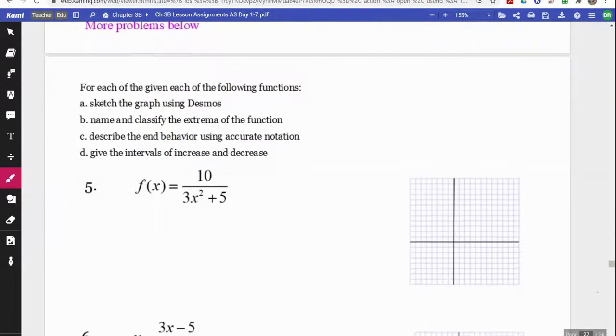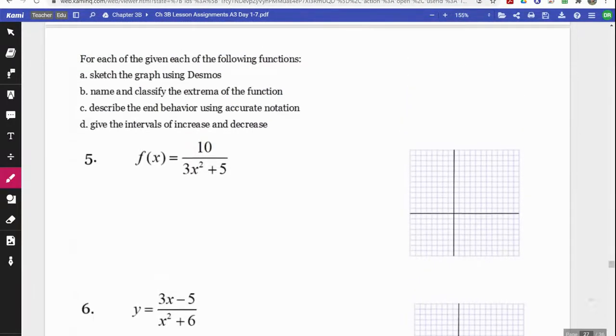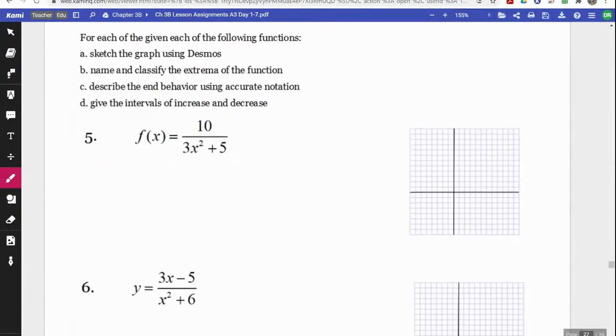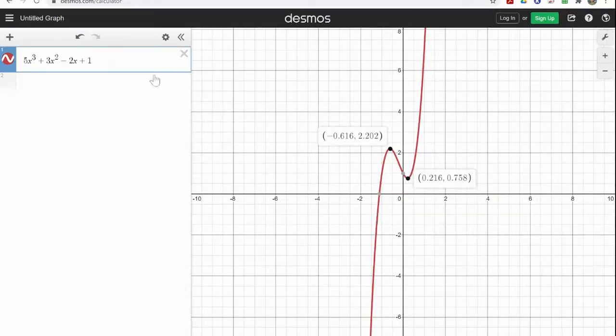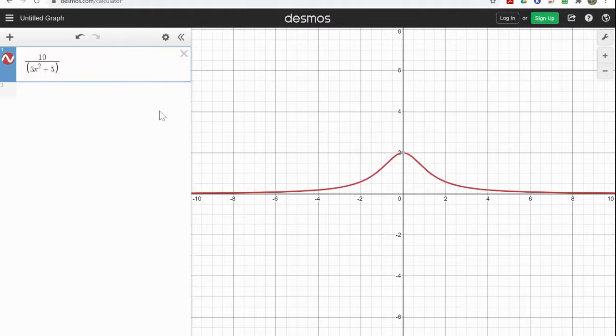More problems below. I really think we should probably check out number 5. Things will get a little weird. 10 over 3x squared plus 5. And we have something a little odd.